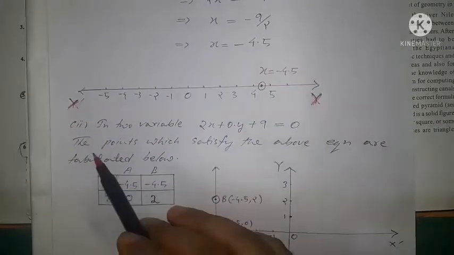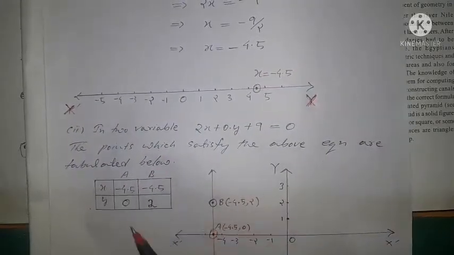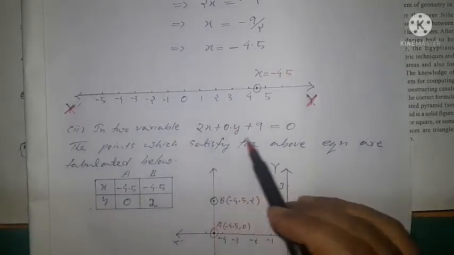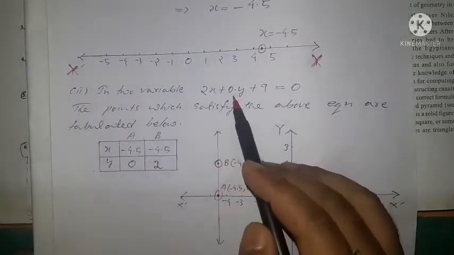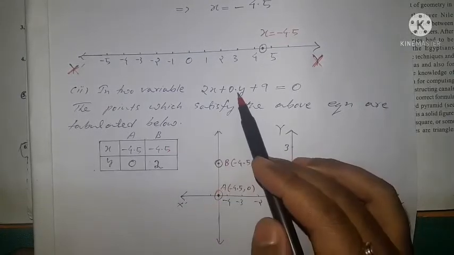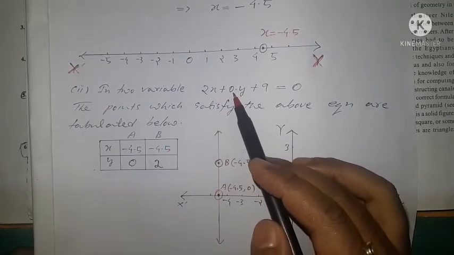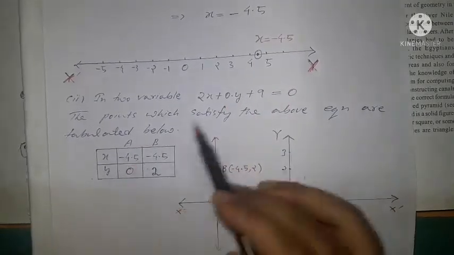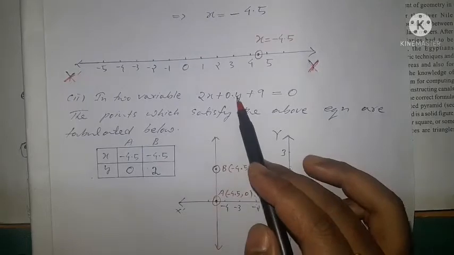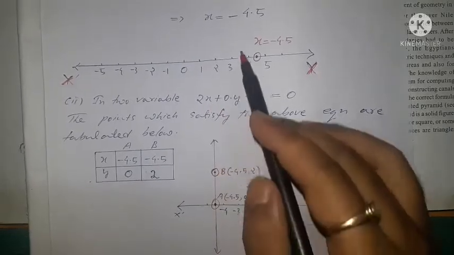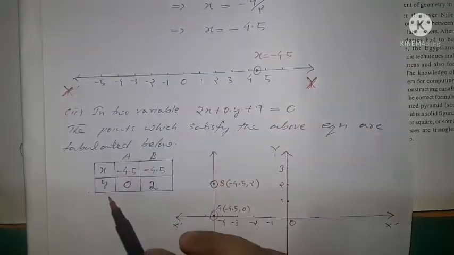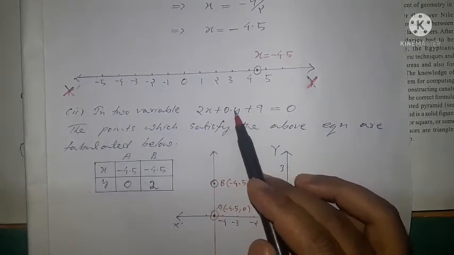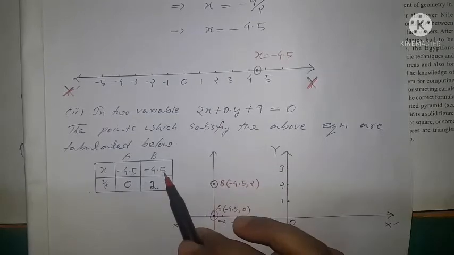The points which satisfy the above equation are tabulated below. If we put the value of y, we can take any value of y, it will become 0 obviously, and the value of x remains the same, that is minus 4.5. So if we take the value of y as 0, 0 into 0 becomes 0, and the value of x remains minus 4.5. If we take the value of y as 2, 0 into 2 is 0, and the value of x remains minus 4.5.